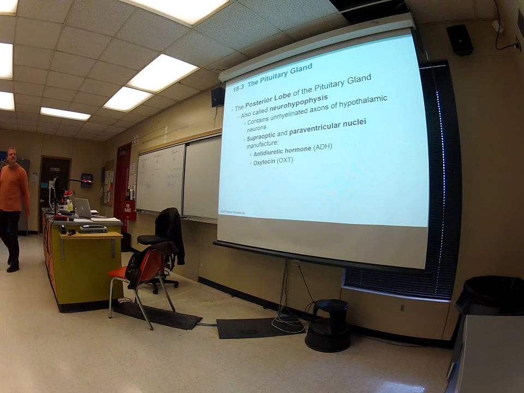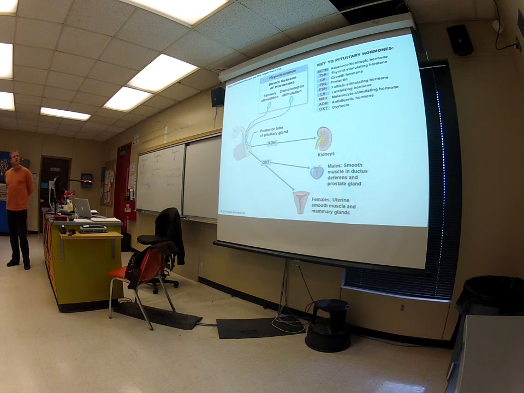Antidiuretic hormone and oxytocin. This is called the neurohypophysis, contains unmyelinated axons of the hypothalamic neuron. Okay? We're going to produce antidiuretic hormone and oxytocin. So, direct release of hormones, sensory stimulation, osmoreceptor stimulation. Osmolality. Is there something in there? Well, take a look at what we're talking about here.